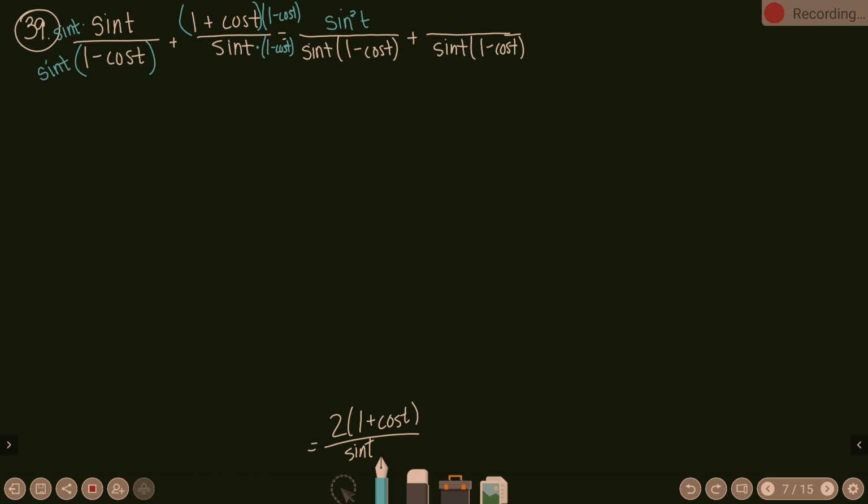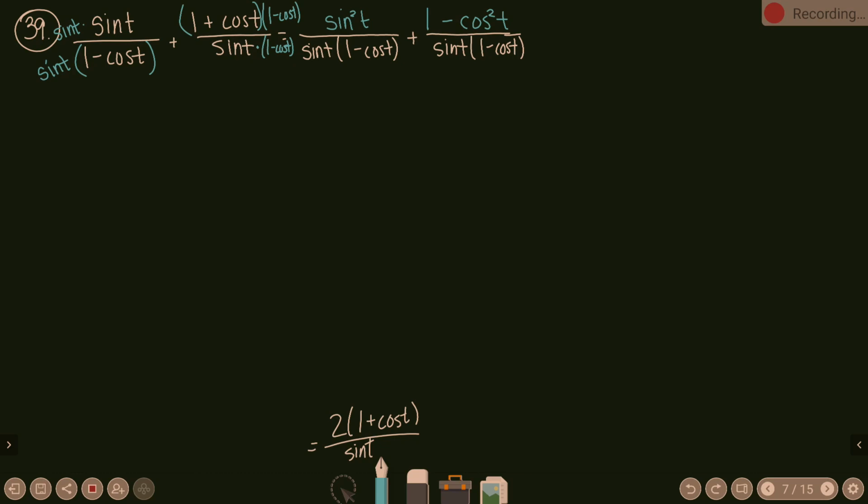1 times 1 is 1. Outsides, 1 times minus cosine t. That's going to be a minus cosine t, right? Insides, cosine t times 1 is plus cosine t. So what do we know about minus cosine t and plus cosine t? They cancel, right? And you saw the opposite signs. You hopefully expected them to cancel. And then last, what's cosine t times minus cosine t? Minus cosine squared t.